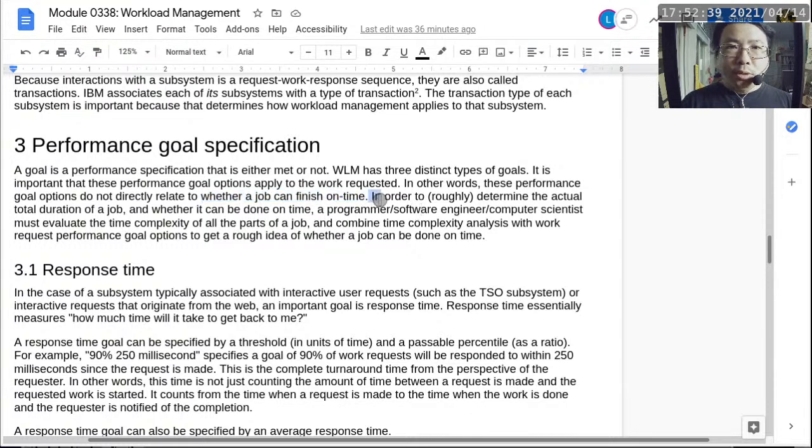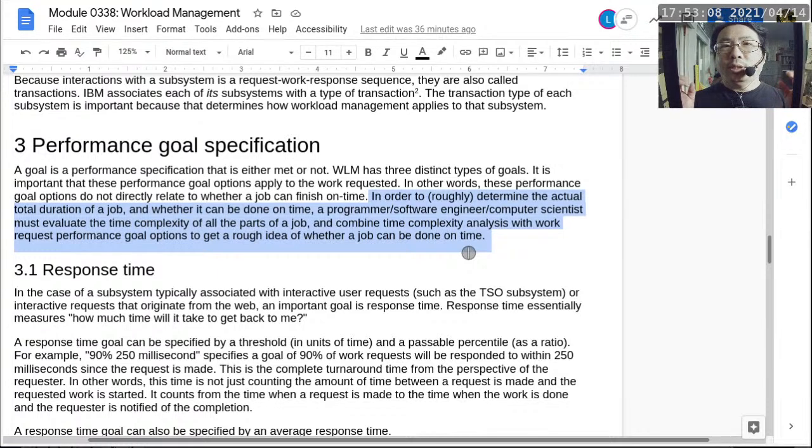In order to roughly determine the actual total duration of a job and whether it can be done, a programmer or software engineer or computer scientist must evaluate the time complexity of all the parts of a job and combine the time complexity analysis with the work request performance goal option to get a rough idea of whether a job can be done on time, given that somebody said, okay, I want this to be done before 5 a.m.